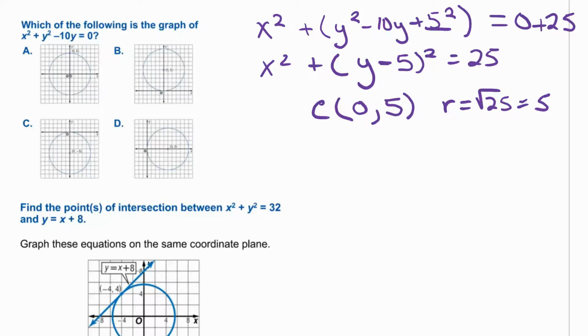Looking at answer A, the center is 0, 0, so that's not going to work. Looking at answer C, the center is at 0, negative 5, and I know it's difficult to read, but you can count down and see that the y value is negative 5, the x value is 0, so that one's out. Looking at problem B, counting up again, I have 5 here, my x value is 0. I can count over and see that the radius is 5, so the answer would be B.